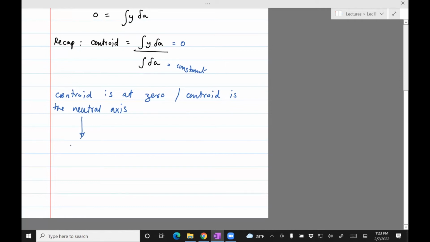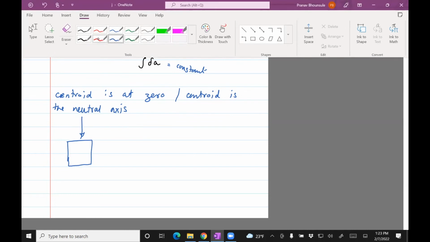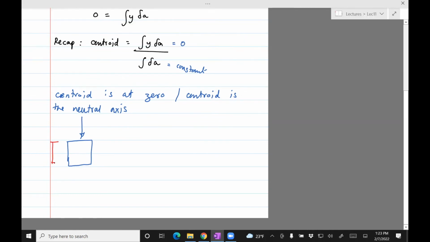In other words, if I give you this geometry, and then tell you that's the height, then you will easily say that the neutral axis is right in the middle, because that's the geometric center, right?